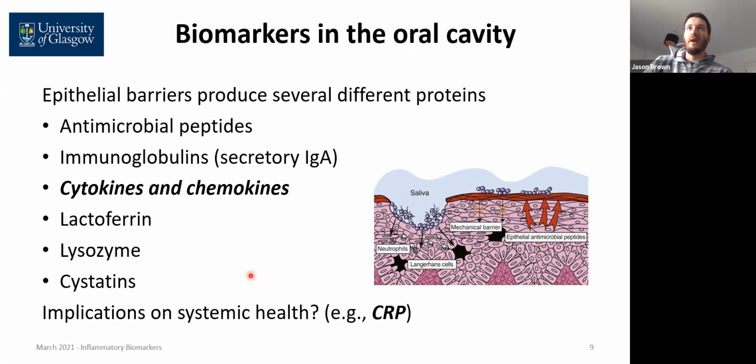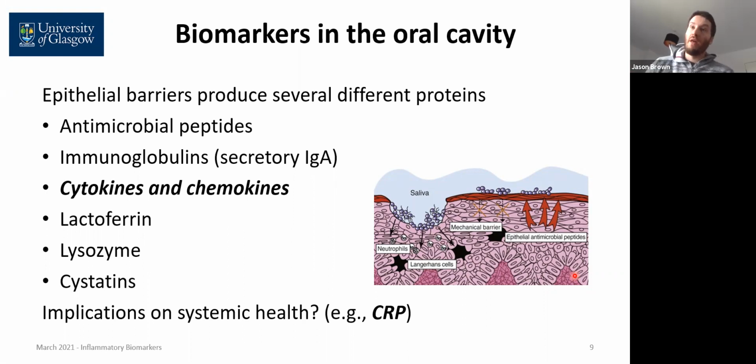You also have other types of proteins, things like lactoferrin and cystatins as well, that play a role within the oral cavity. But generally speaking, if you are looking at biomarkers within the oral cavity, on the inflammatory side of things, then cytokines, chemokines are the main types of protein biomarkers that you would look for. And specifically, if you were looking in systemic health, then CRP is probably the most generic protein that you would find circulating within the blood of a patient with a certain inflammatory disease.